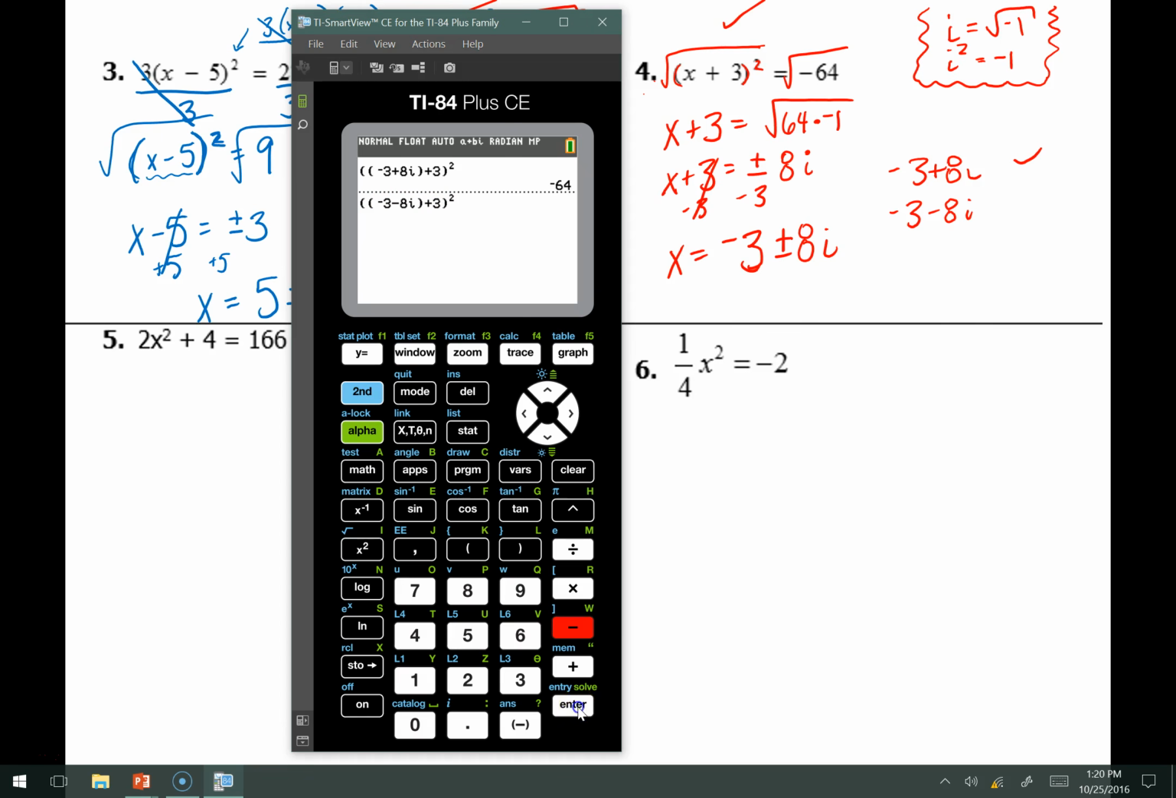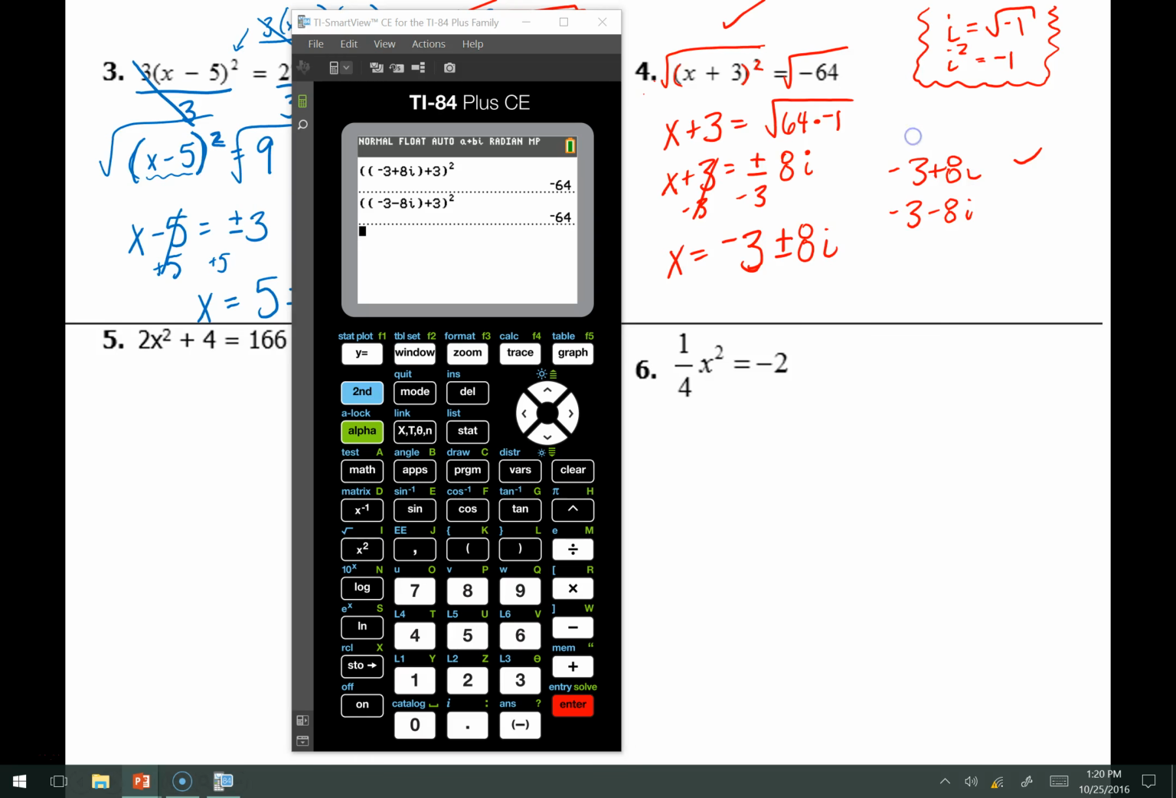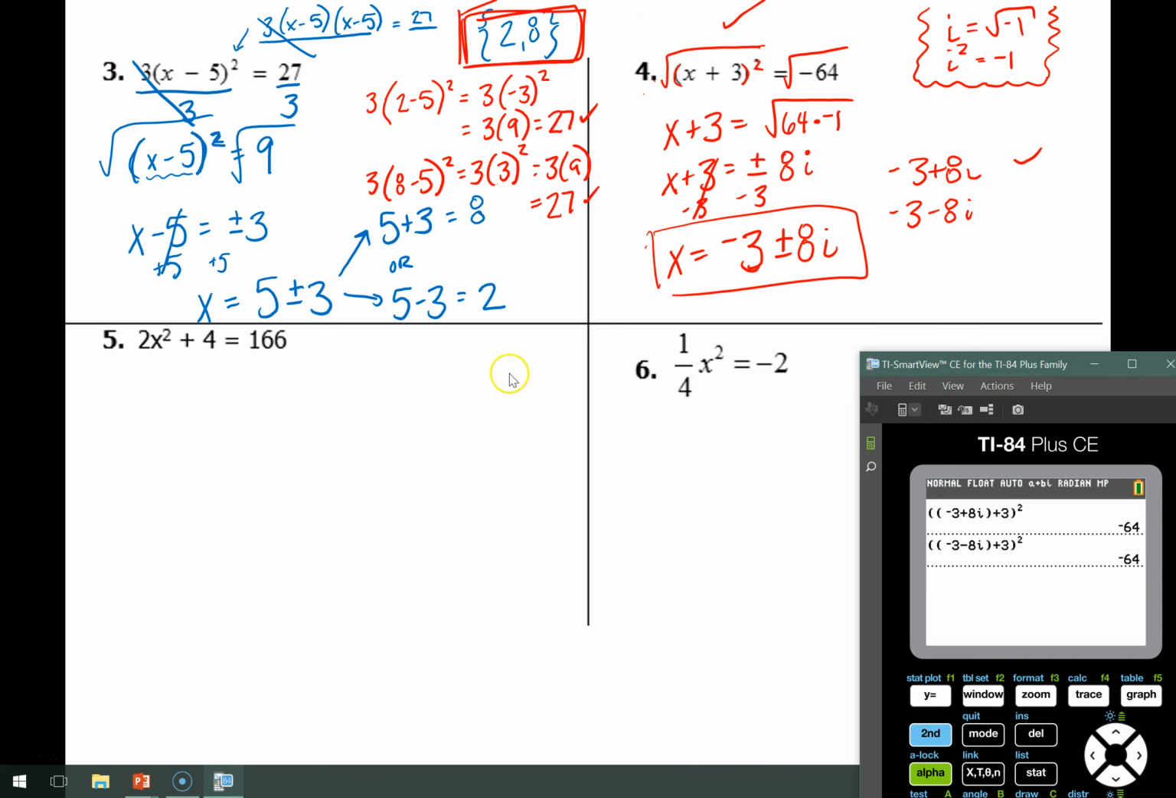When I hit enter, again, if I want it to check, I should get -64. That checks, so that means that this answer is my final answer. x is equal to -3 plus or minus 8i. Okay, let's look at another one here. For this one, we have some more isolating that we need to do.